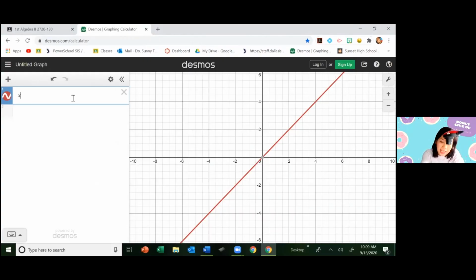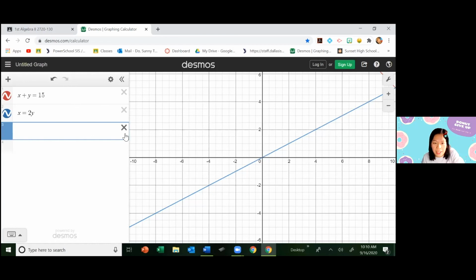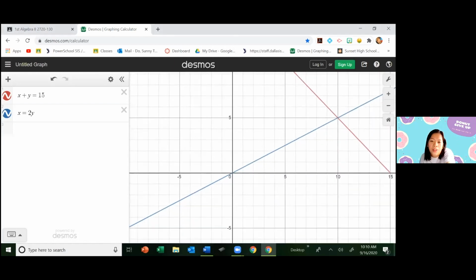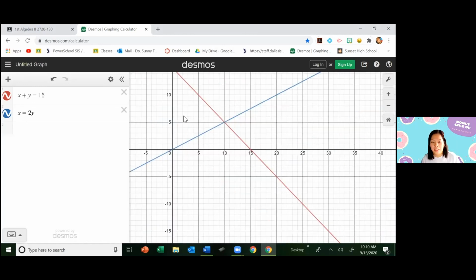I'm going to read to you x plus y. Everybody type in x plus y equals 15. And once you're done with the first equation, hit enter. It's going to move to the next equation. The next equation is x equals 2y. Boom. Oh, we don't have the third equation though. All right, so now we are seeing this equation: two lines crossing each other at one point.